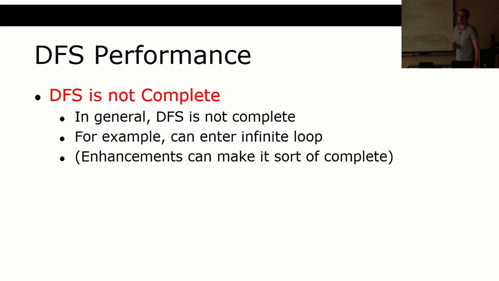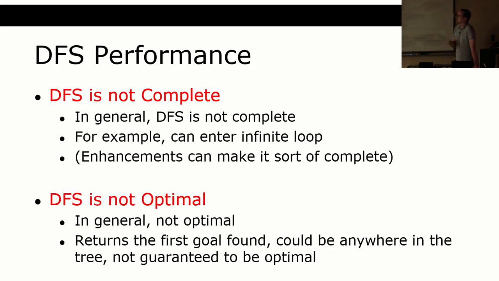So if it's not complete, what does that mean about optimality? Well, it's certainly not optimal, right? If it might not find a solution, it's certainly not going to find the best solution. Because any goal that it finds could literally be anywhere in the tree. It could be the worst solution. And in practice, it often does look like the worst solution.